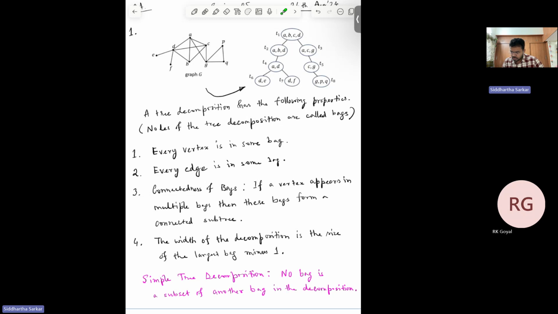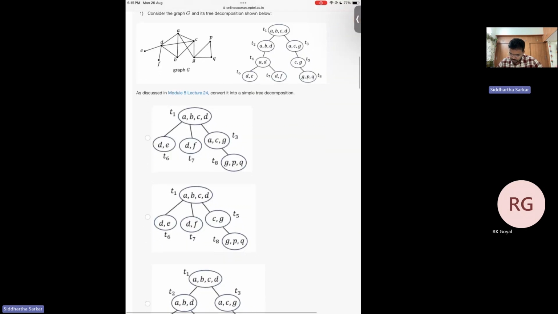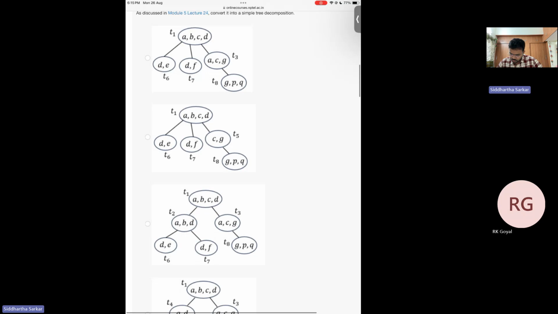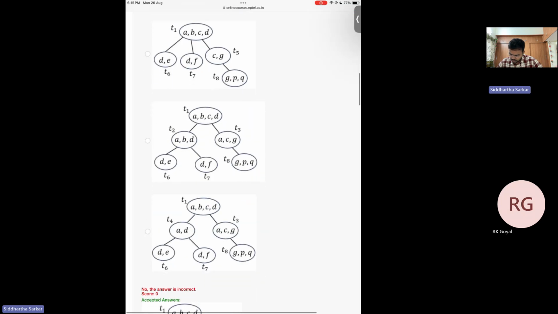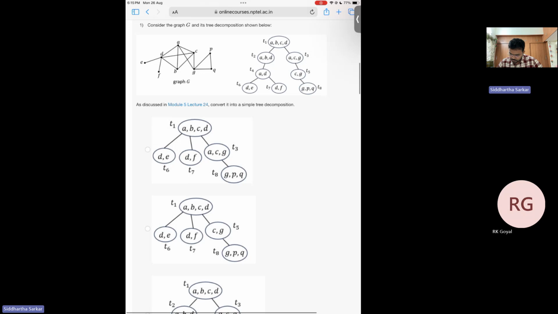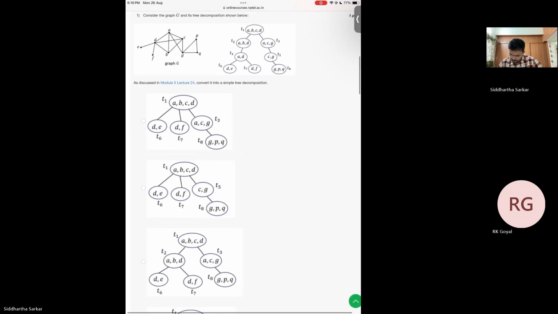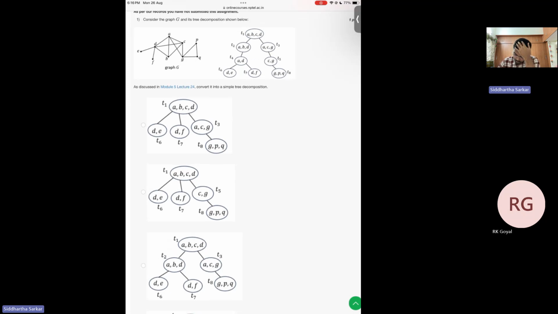So let's look at the options once again. I'll copy these options and put them here so we can see them. Let's see the first three options only.